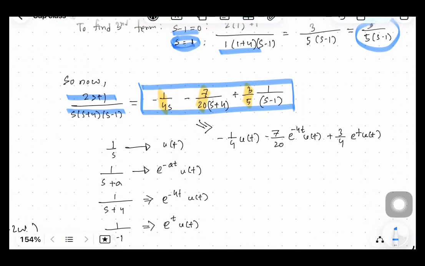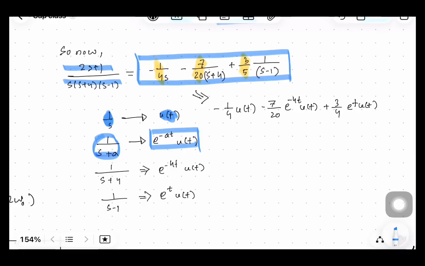Now to do the inverse Laplace, as we already know from our table or formula, if the Laplace domain is 1 by s, in the time domain we get u(t). If the Laplace domain is 1 by (s plus a), in the time domain we get u(t) times e to the power minus at. In this equation, 1 by 4, 7 divided by 20 and 3 divided by 5 are constant terms. So we have 1 by s, 1 by (s plus 4) and 1 by (s minus 1).